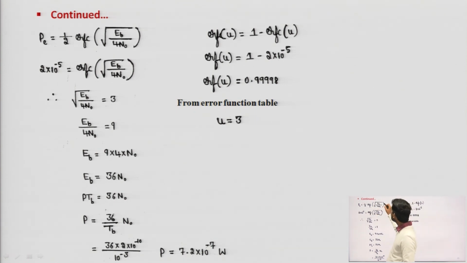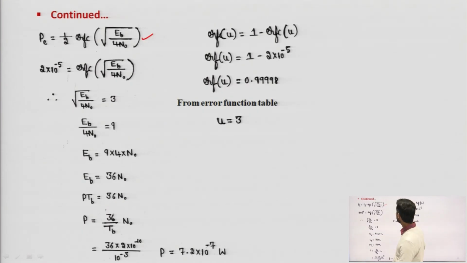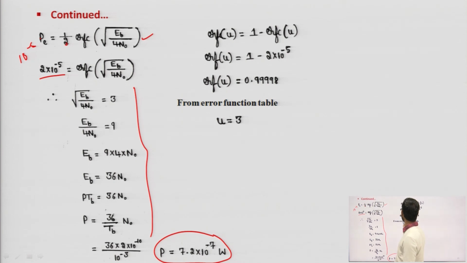So P equals half times ERFC of root EB by 4 N naught for BFSK. After that, the probability of error equals how much? Probability of 10 to the minus 5. But 2 times this, that's why this is 2 times 10 to the minus 5. After doing this, I will get power equal to this much. So from the error function I got U of 3. After getting the U of 3, I got this power as this much.